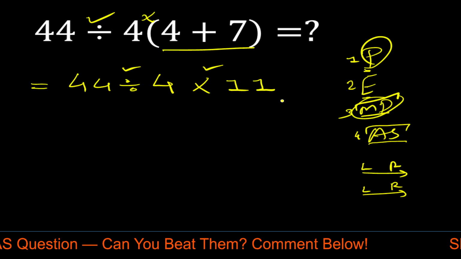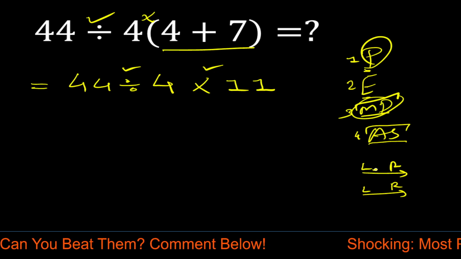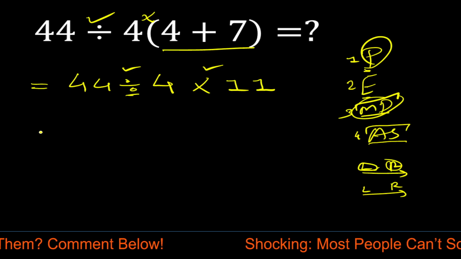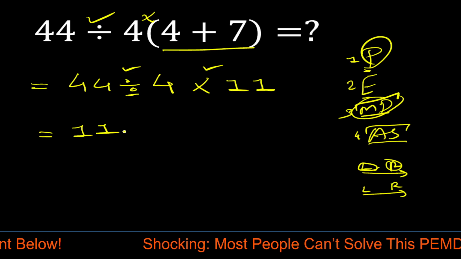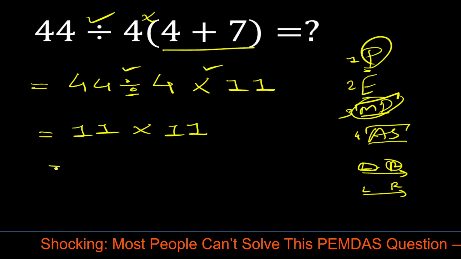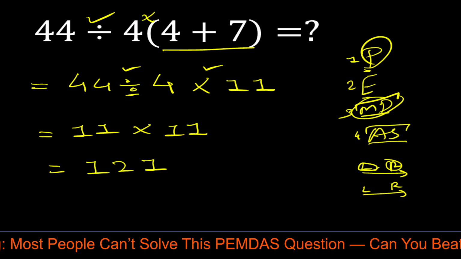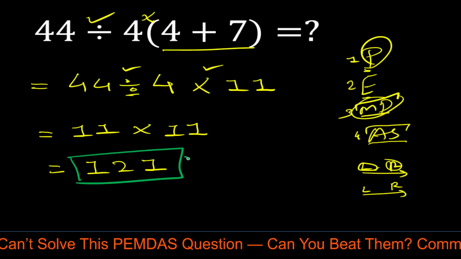So multiplication and division both have equal priority. So we have to solve it from left to right. So first we have to solve this division. So 44 divided by 4 is equal to 11 times 11, right? So now 11 times 11 is equal to 121, right? So the correct answer is 121.